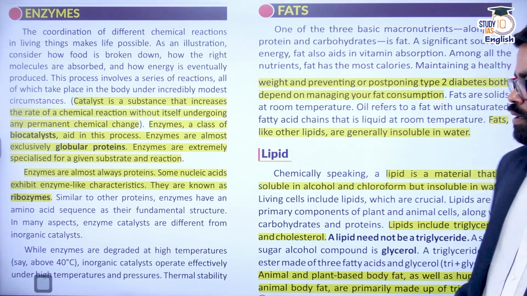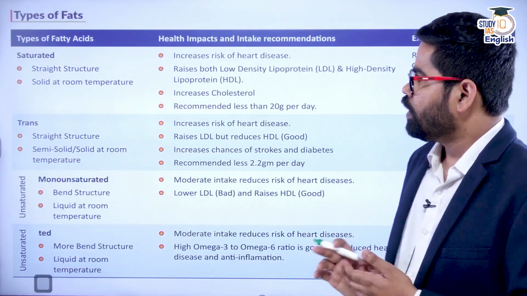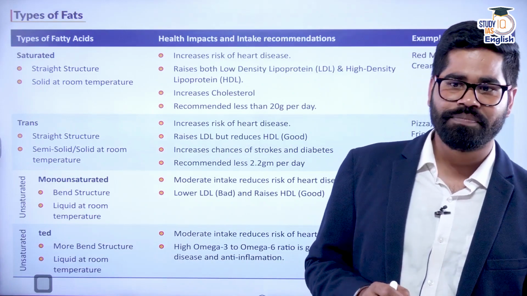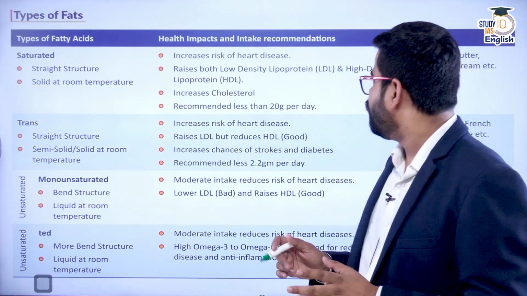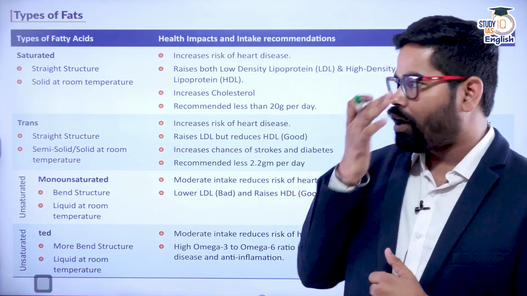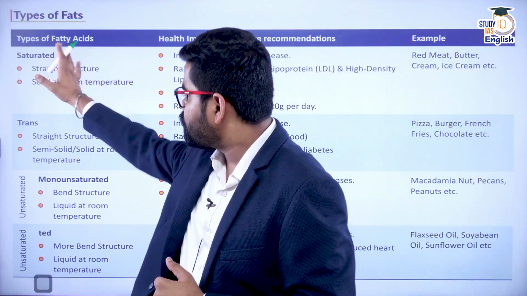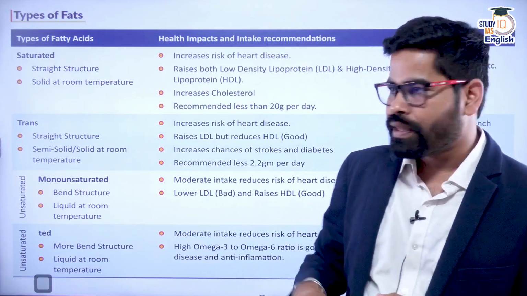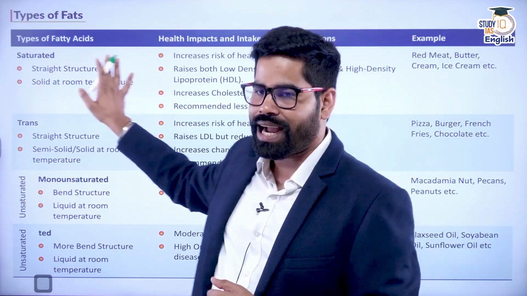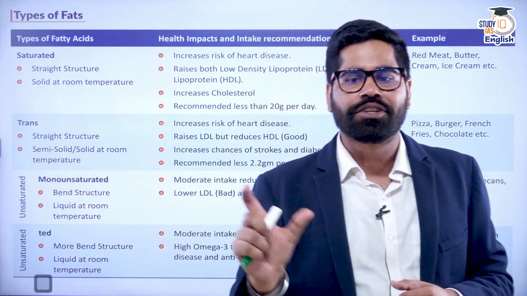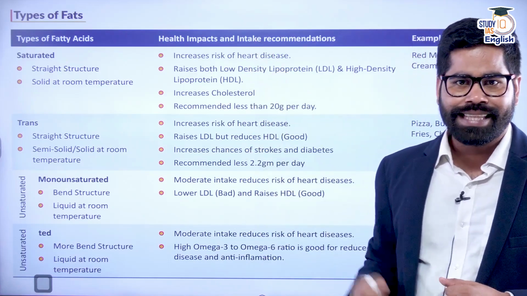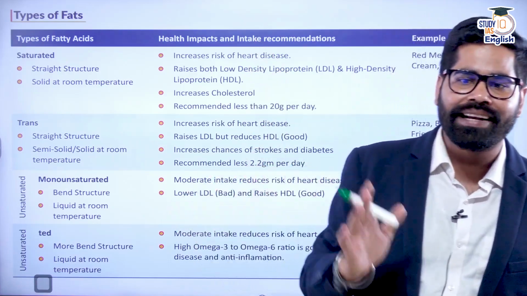Now let us see some of the types of fat, their health impact, and the sources from which we are getting these fats. The first are saturated fats. In terms of structure, they have a straight structure and are generally solid at room temperature. Their impact is an increased risk of heart diseases.